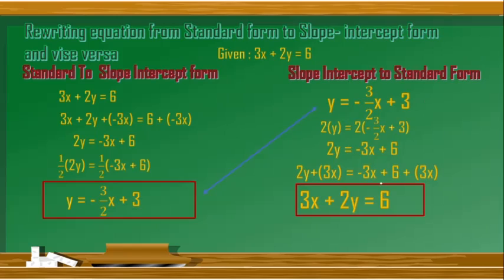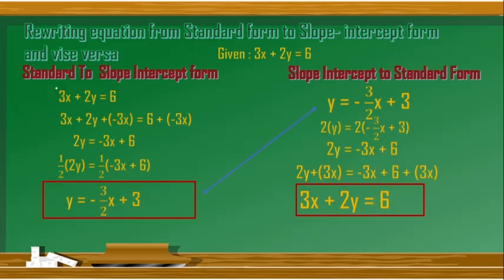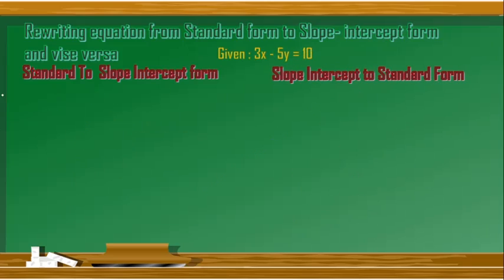Okay, let's take another example, without writing those labels. Okay, we have this second example, 3x minus 5y equals 10. The first thing to do is to convert this from standard to slope-intercept form. First, we write the given, 3x minus 5y equals 10.